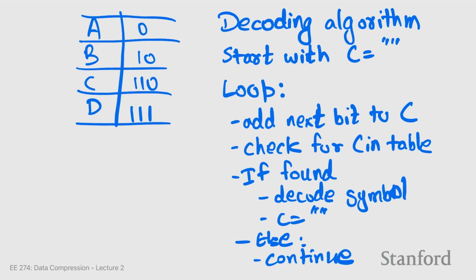So this is a proposed decoding algorithm for this code. Let me talk through this in words. You have a variable called C, which stores your code, the encoding. You start with empty. You look at the next bit and add it to C. You check if C is in the table, that is, if C is one of these 4 entries. If C is there, you decode, and then you set C again to empty. If C is not in the table, you just continue, look at the next bit, and keep adding the bit. So a very simple algorithm, linear time and so on.